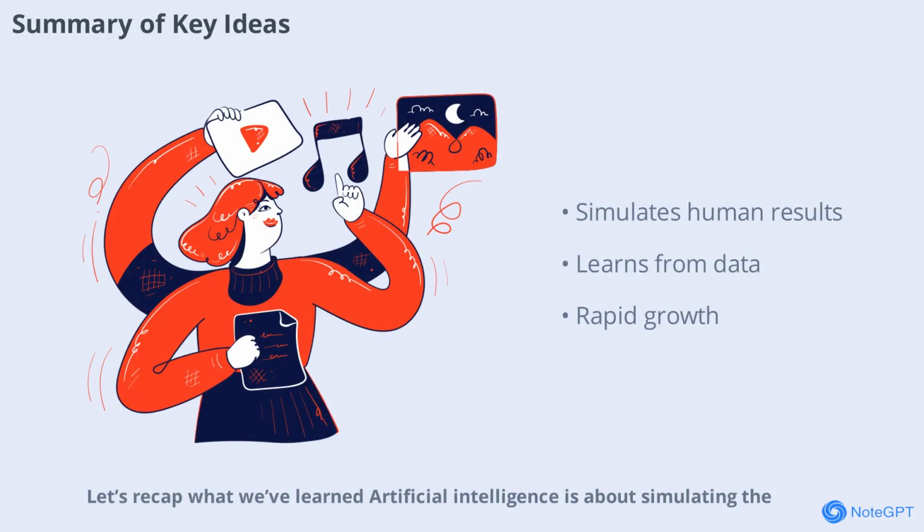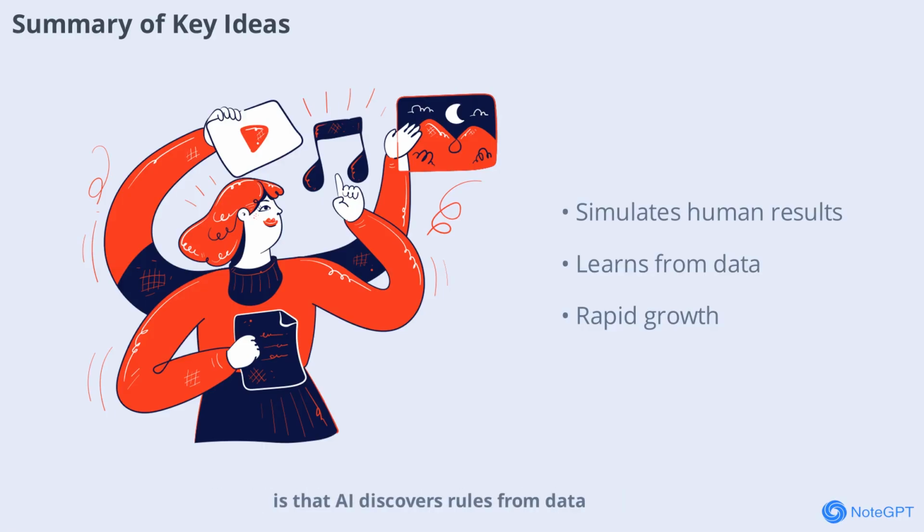Artificial intelligence is about simulating the results of human intelligence in specific tasks. The big difference from traditional programming is that AI discovers rules from data rather than relying on handwritten instructions. This shift has fueled AI's rapid growth and impact.